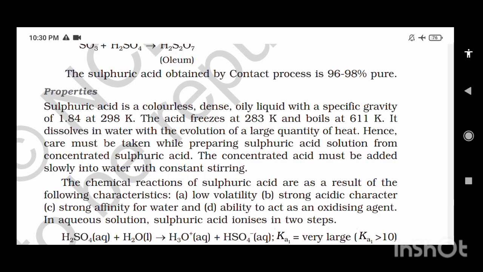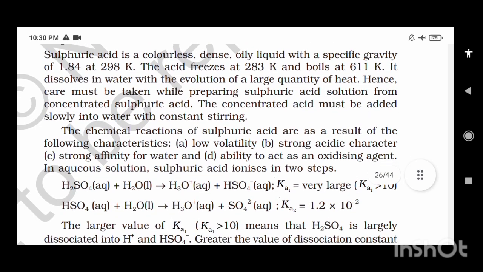Properties. Sulfuric acid is a colorless, dense, oily liquid with a specific gravity of 1.84 at 298 Kelvin. The acid freezes at 283 Kelvin and boils at 611 Kelvin. It dissolves in water with evolution of a large quantity of heat. Hence, care must be taken while preparing sulfuric acid solution from concentrated sulfuric acid. The concentrated acid must be added slowly into the water with constant stirring.